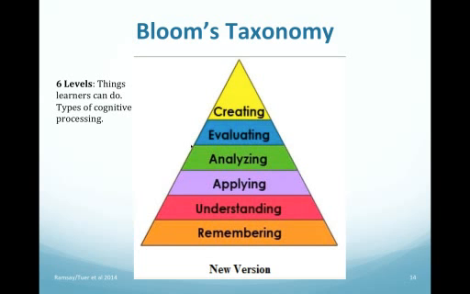So hopefully many of you have heard of Bloom's taxonomy. It's one that's very popular in education, and it's all about the things that learners can do. It's about the types of cognitive processing that really anyone, not just adult learners, but all of us go through in the learning process. And this is Bloom's pyramid. He had an old version, but I've just put up the most current one that he revised.